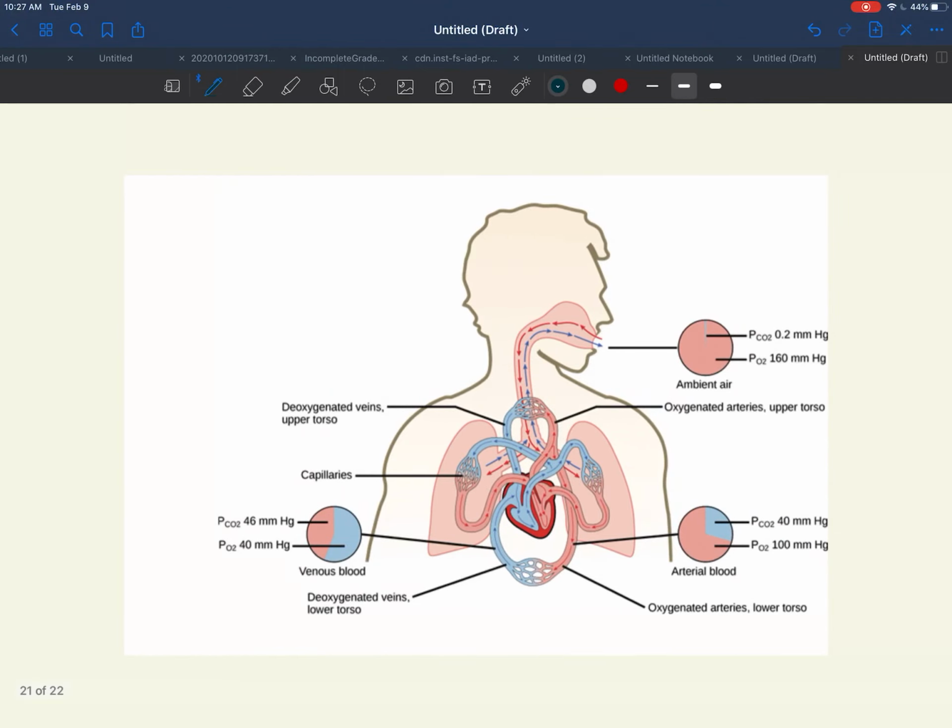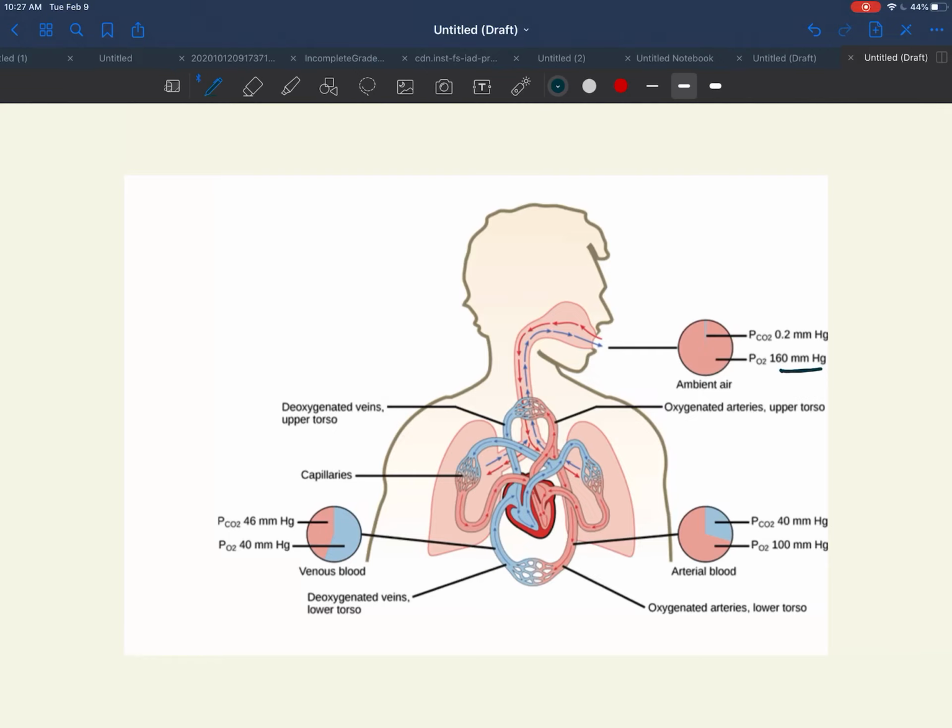So if we look at this diagram right here, in general, they show deoxygenated blood as blue, but that is not correct. It is just a different color. It's kind of a lighter red. Really, oxygenated blood tends to be a dark red. So when we look at this difference, we can see that when we're breathing it in, the partial pressure of oxygen is 160 millimeters of mercury.